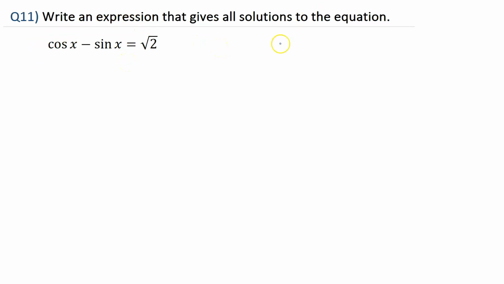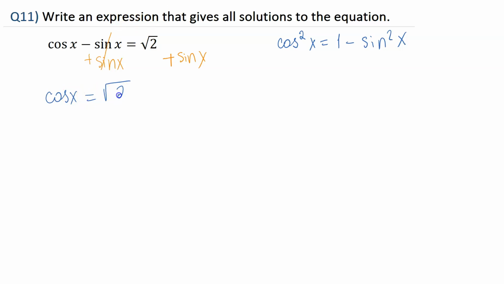sine. If we use Pythagorean identities, then we can rewrite cosine square x as 1 minus sine square x. We just need to change the cosine x to cosine square x. And for that, we need to get cosine x by itself on one side. So let's move sine x to the other side by adding it to both sides. Cosine x is equal radical 2 plus sine x.